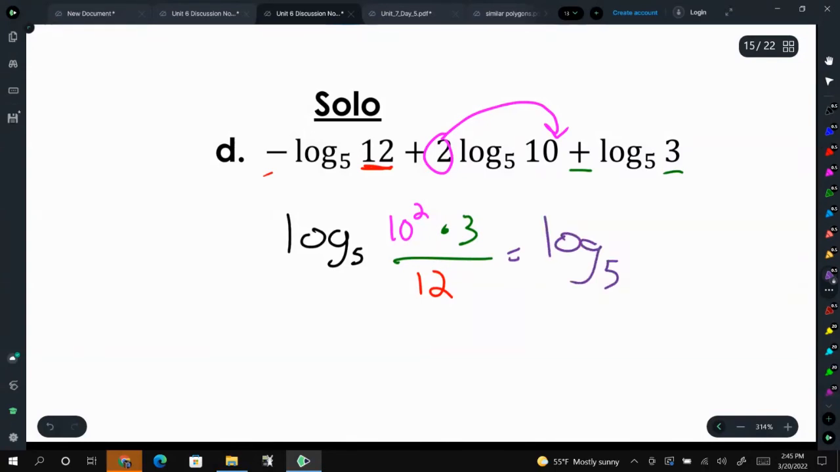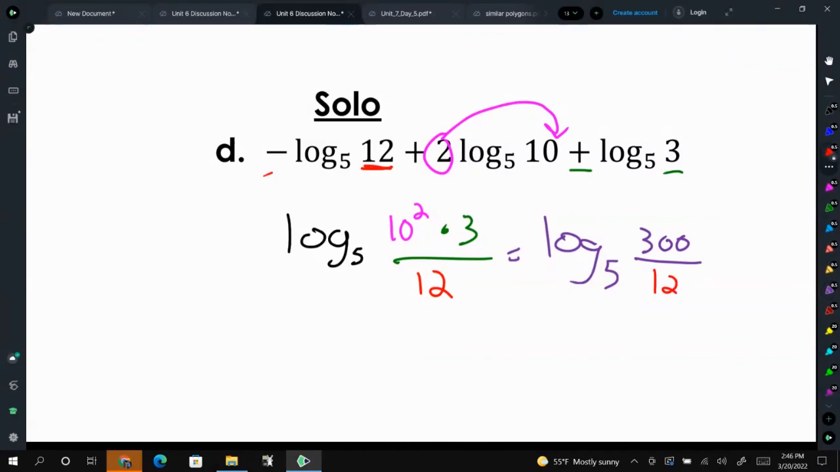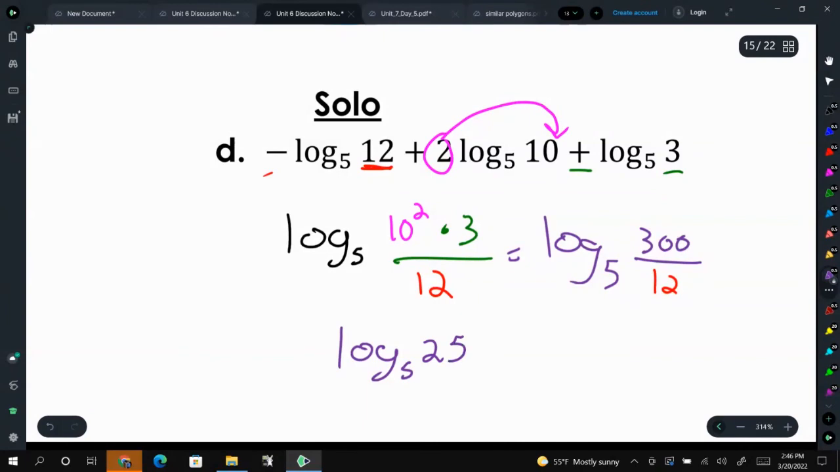So log base 5. 10 to the second power is 100. 100 times 3 is 300 over 12. So we can simplify 300 over 12, simplify that fraction. Or you could leave it like that or make it a decimal. Let's see, if we simplify 300 over 12, that gives us 25. So log base 5 of 25.